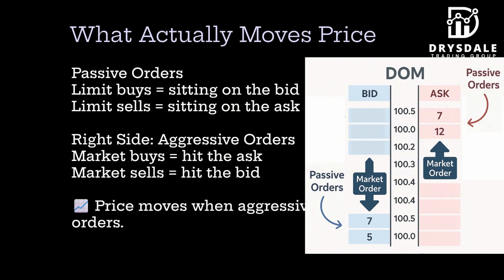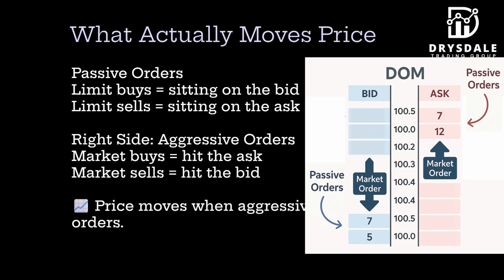On the left side of the DOM, you've got passive orders, limit buys that are sitting on the bid, and limit sells that are sitting on the ask. These are traders waiting to do business at their chosen price. On the other side of this, you have aggressive orders. These are the market buys that are going to hit the ask, and market sells that hit the bid. These are traders saying, get me in right now.